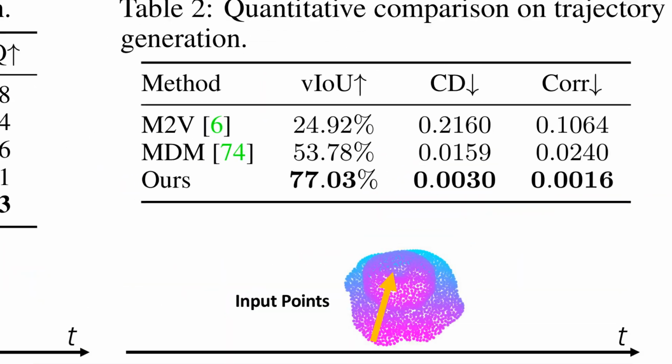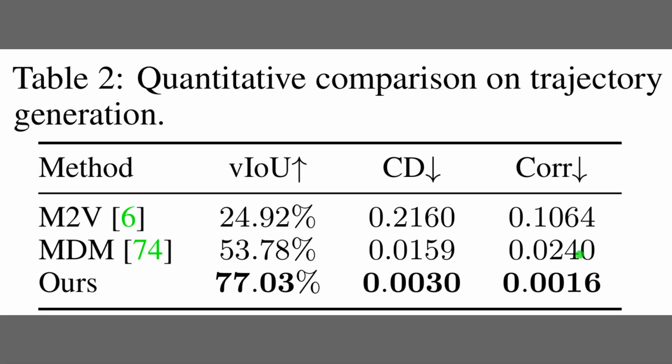Alright, Table 2 reports quantitative results on trajectory generation. Volume intersection over union means how much the predicted 3D shape overlaps the ground truth shape. Chamfer distance measures the average closest point gap between 2 point clouds, so lower is better. PhysCtrl reaches VIOU about 77%. The chamfer distance is about 0.003. The correlation error is around 0.0016, which beats MDM and Motion 2-volt sets by clear margins.